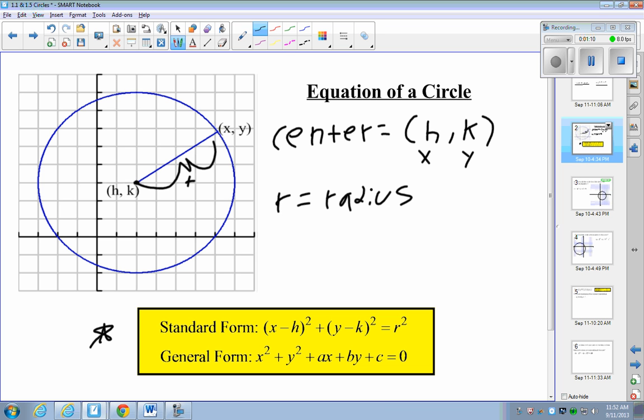So now that we have broken apart the circle, we can start to understand where standard form comes from. So now we can write this information here. So h, our x component, goes in for h. So this is our x, this is our y, and there's our r squared. Okay.